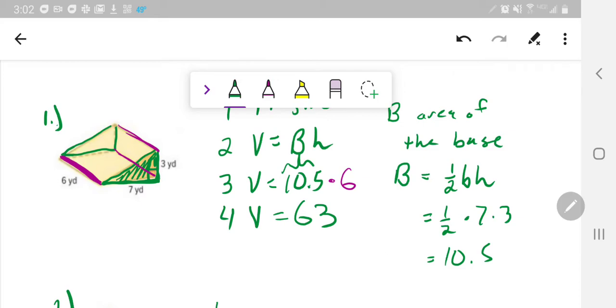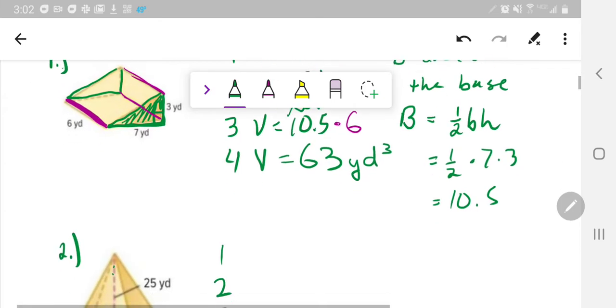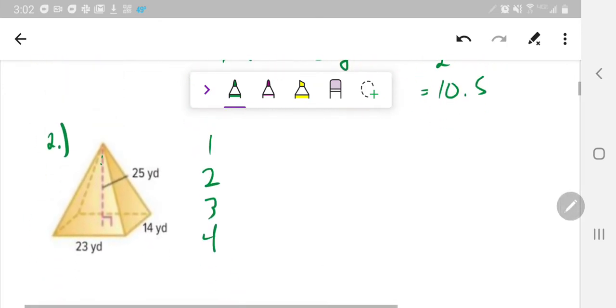And then we always want to end it, since volume is a 3-dimensional measurement, we're going to label it with cubic yards, or we can abbreviate that by putting yards to the 3rd power. All right, let's move on to this next shape.